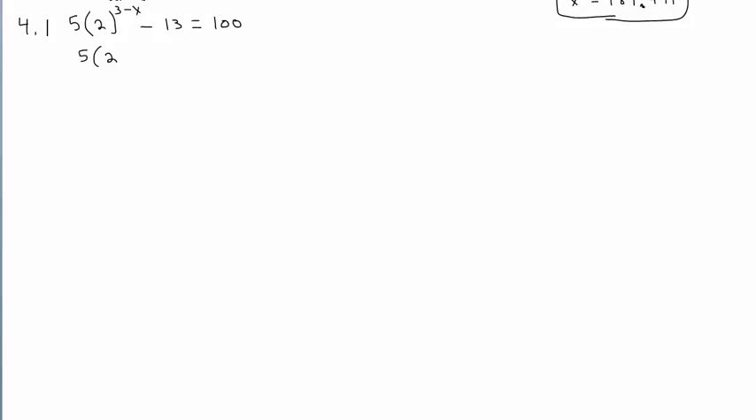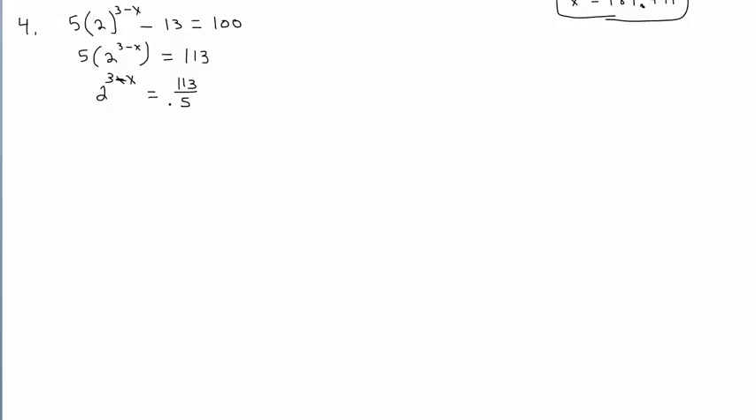Sometimes you'll see the 3 minus x on the outside. Sometimes you'll see the 3 minus x on the inside. That doesn't matter. You can still see that 2 has a power of 3 minus x, regardless whether it's written this way or this way. Add 13 gives 113. I'm going to divide by 5. I can't change it to log form until I isolate the exponential piece. So if I divide both sides by 5, that leaves 2 to the 3 minus x power equals 113 divided by 5.